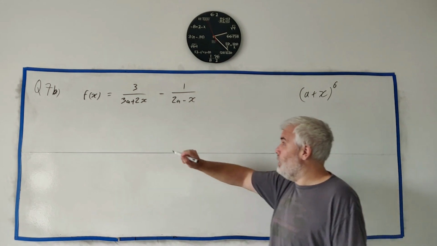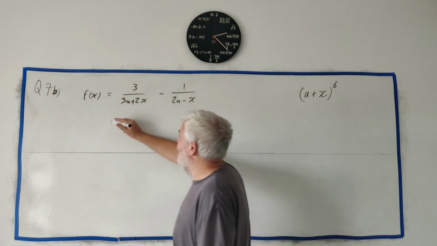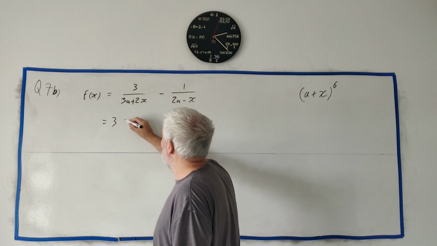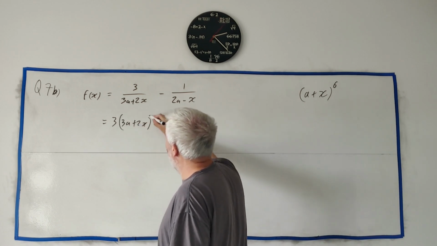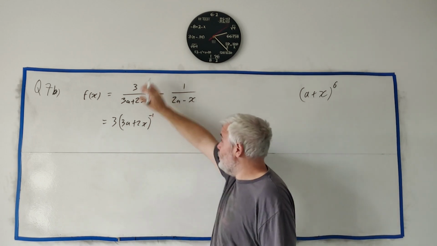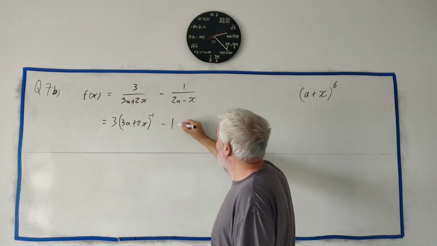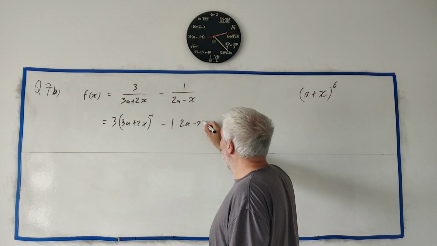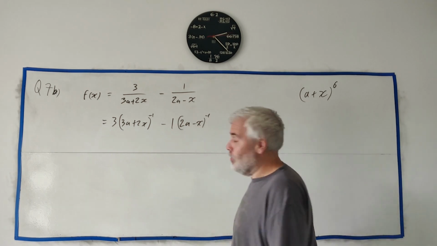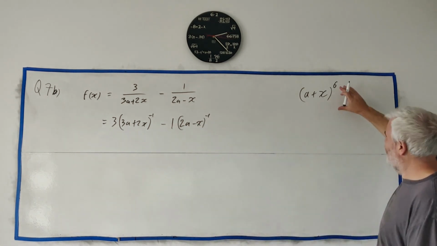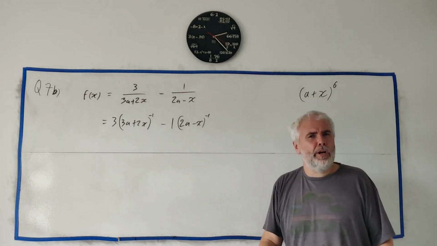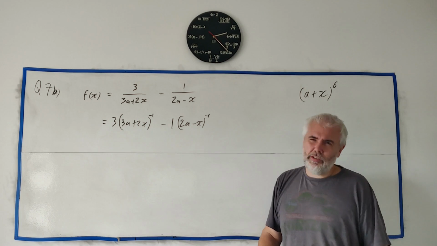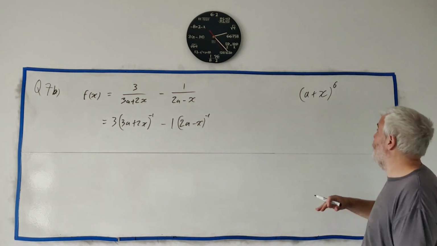First thing is we have to realize we do something like that here. We rewrite this as 3 times (3a + 2x) to the power of -1, and the bottom row is just like -1 times (2a - x) to the power of -1. Now we have something in a bracket to the power of -1. Is that a problem? Sort of, but we have a general formula.